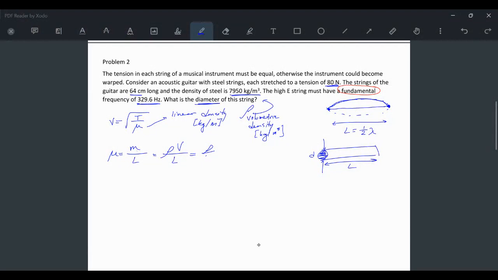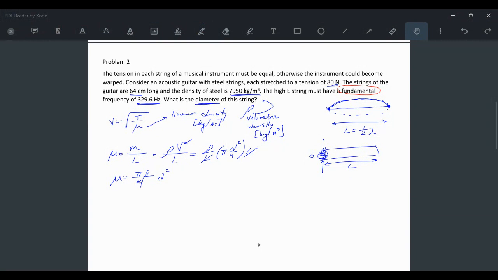So all I'm going to do is replace this V for the volume with the area of the circle, and we have to multiply by the length. This is just area times length. That gives us volume. The L's cross off, which is really nice. And what we find is that mu is equal to, there's a lot of terms, pi times rho divided by 4, all times d squared.